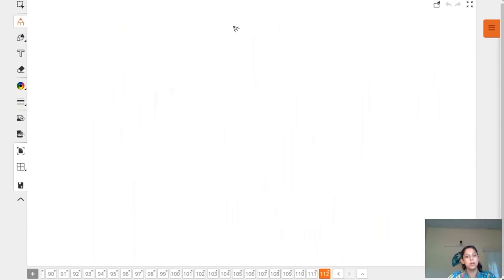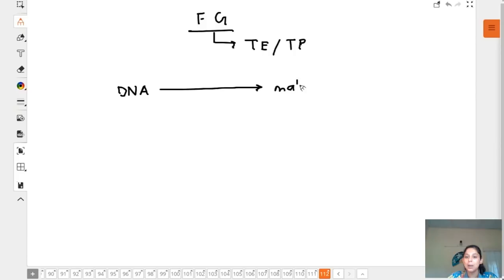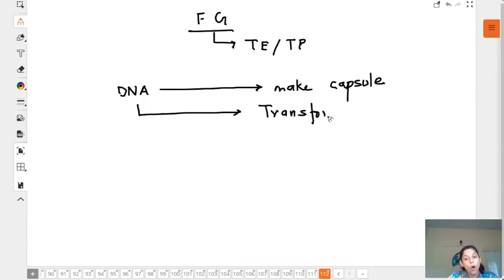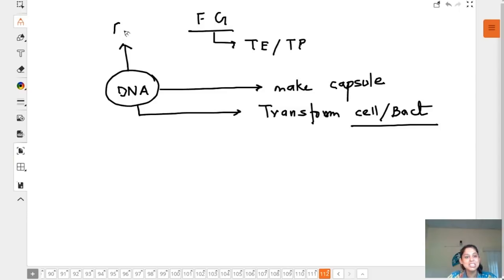So this experiment was done by Frederick Griffith. This experiment was called the transformation experiment or the transformation principle. He said that DNA has the information to make capsule. DNA has the ability to transform or change the cell of a bacteria. So DNA is the boss, but we were still not able to prove it. We just said that DNA has information.